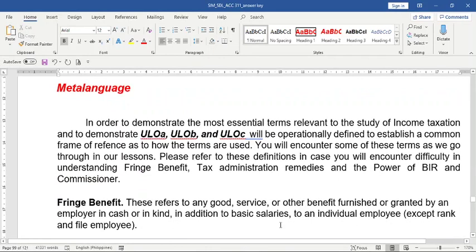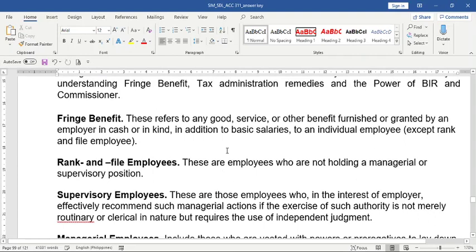First, you need to familiarize yourself with the metalanguage, the definitions and terms of this discussion. We have the fringe benefit, which refers to any good, service, or other benefit furnished or granted by an employer in cash or in kind, in addition to basic salaries, to individual employees except rank and file employees. Then we have also the rank and file. So you need to know the categories of employees.